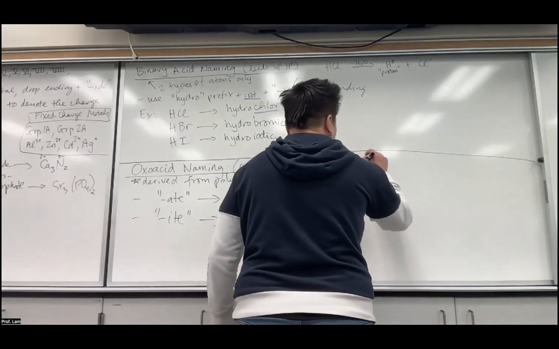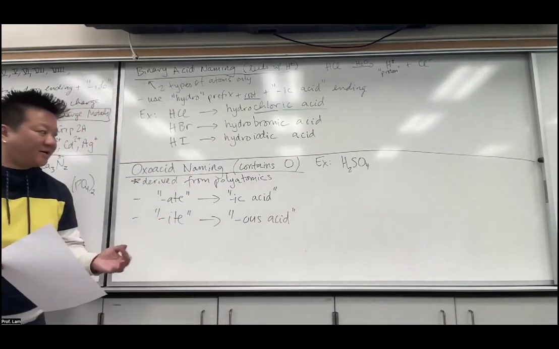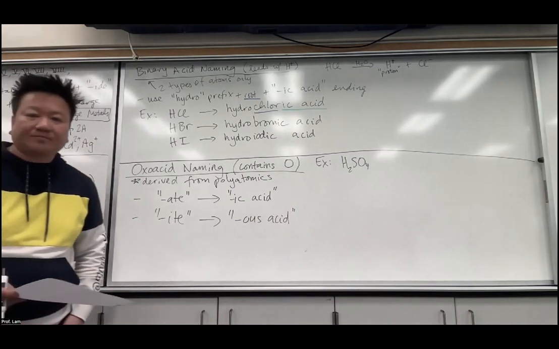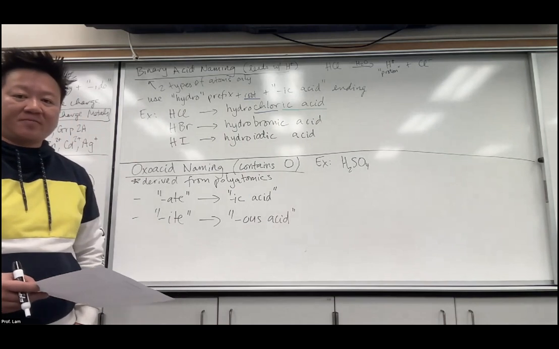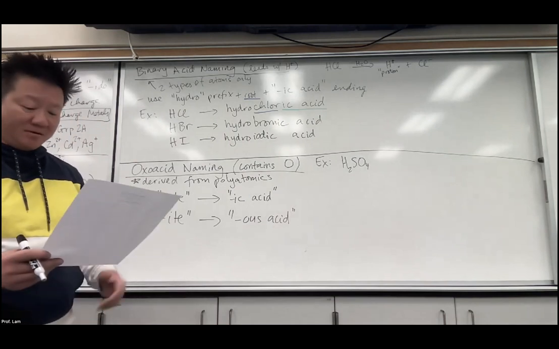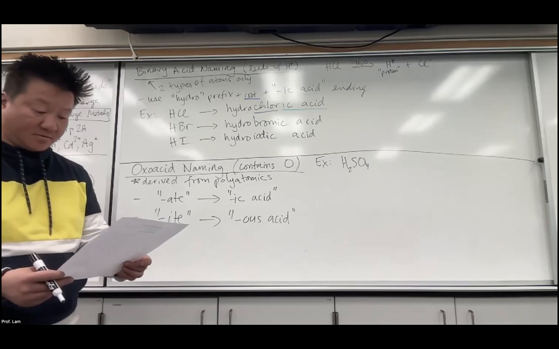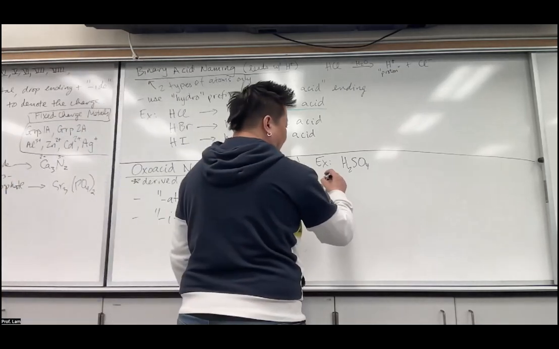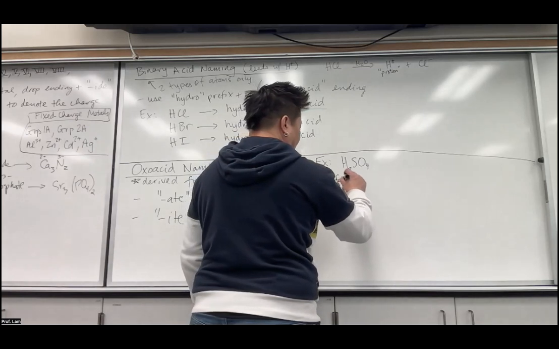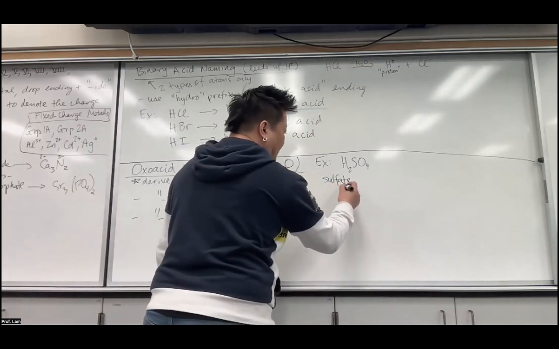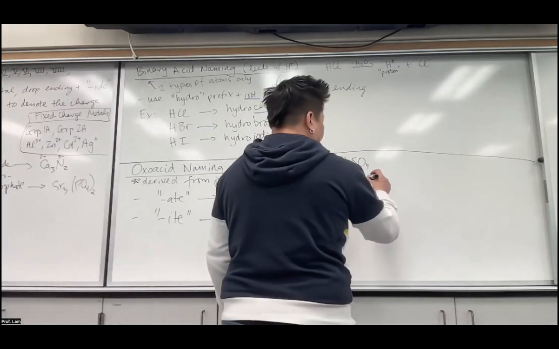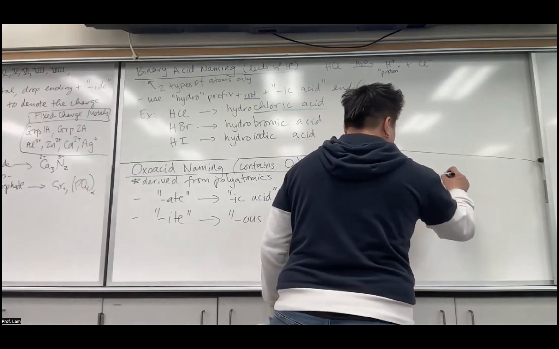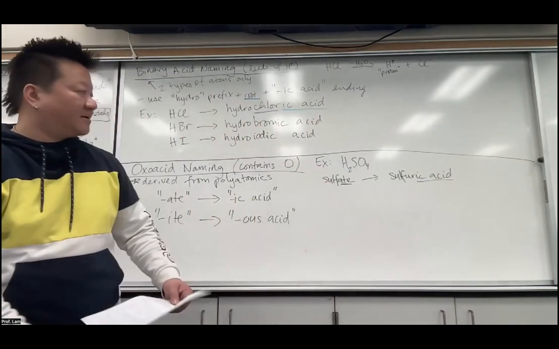Let's do H2SO4. Everybody's heard of this one. Find the polyatomic, guys. Which one is it derived from? And name it. Sulfate. Okay. Right. So let's write it. Sulfate. Okay. So we see that it's an ate ending, right? So it's going to get turned into sulfuric acid. See that? Ate gets turned into ic.